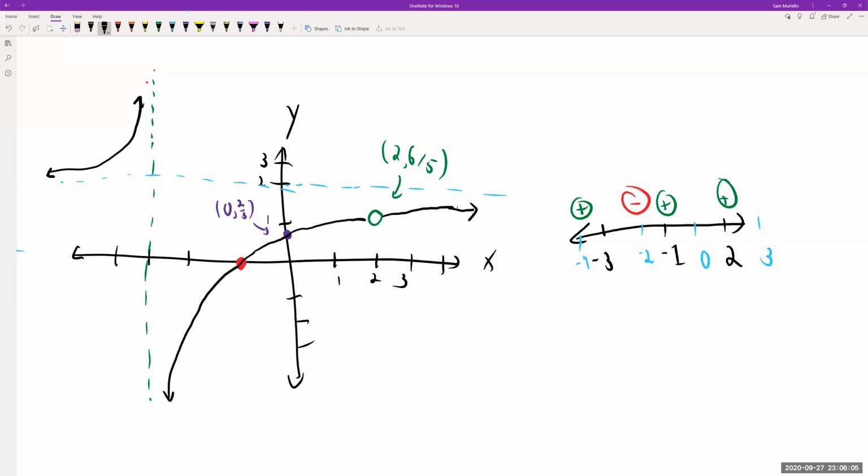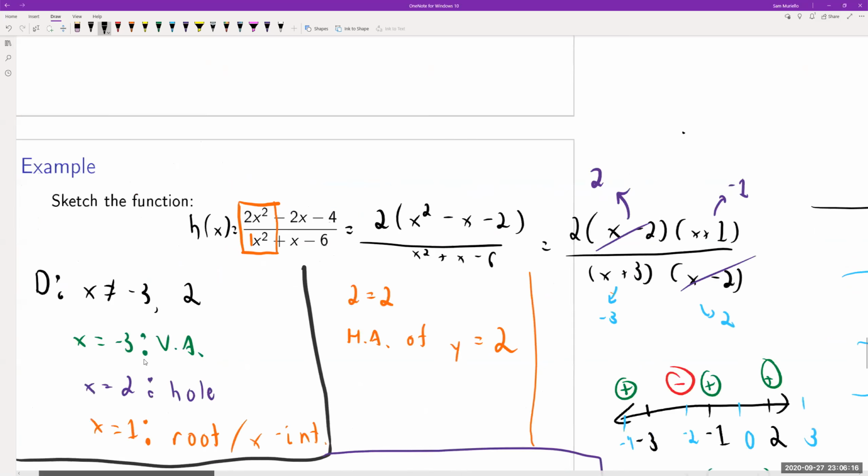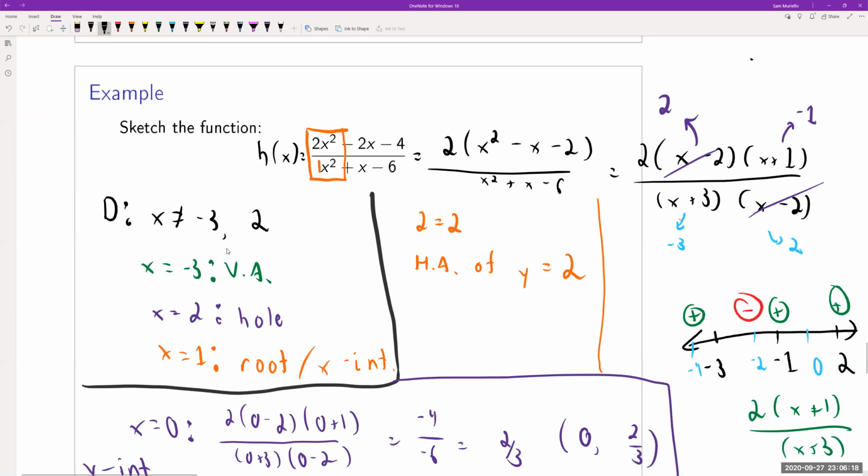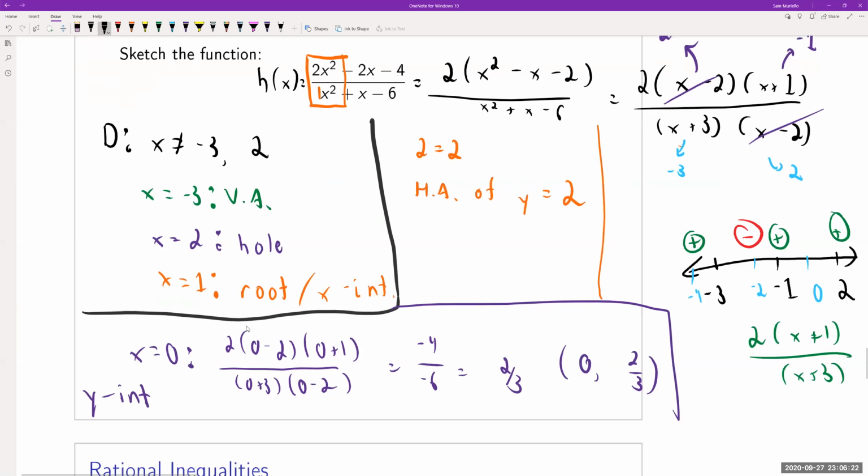There are a lot of pieces to keep track of in this type of problem, but if you organize yourself carefully, you'll make sure to get all of them. So once again, the things we cared about were the domain, vertical asymptotes, holes, and roots, the y-intercept and the horizontal asymptotes, and then a sign diagram.